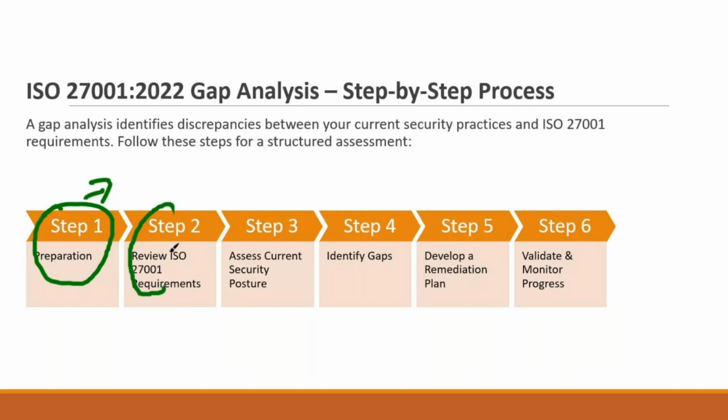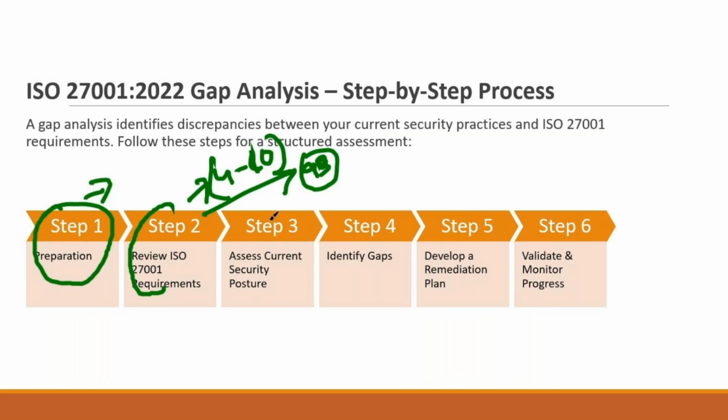What is step number two? It says review the ISO 27001 requirements. What are the mandatory requirements? Clause 4 to clause 10. Those are the mandatory requirements. So I will be checking, are they following those best practices? I will study the Annex A controls. Out of these 93 controls, which controls are already applicable inside this organization? I will try to figure it out.